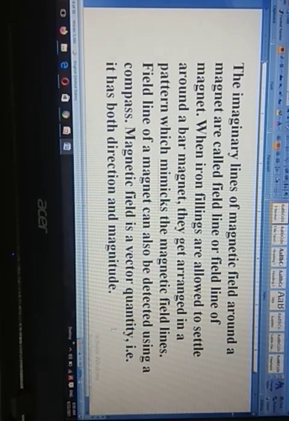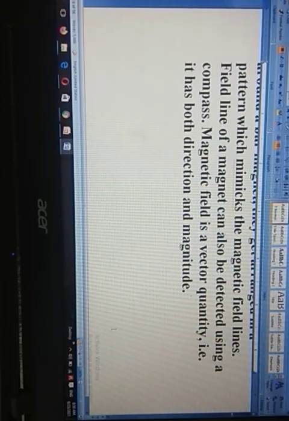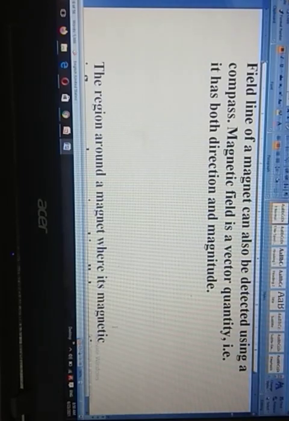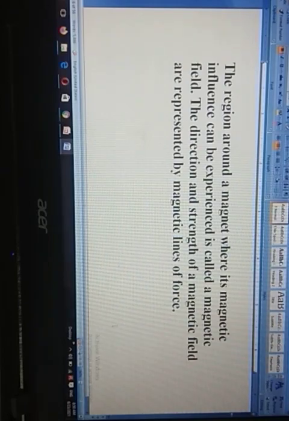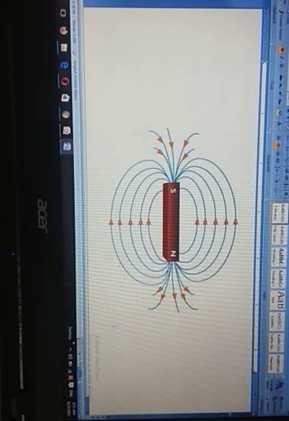These magnetic field lines of a magnet can also be detected by using a compass. A magnetic field line is a vector quantity. It has both direction and magnitude. We can say that the region around the magnet where its magnetic influence can be experienced is the magnetic field. The direction and strength of the magnetic field are represented by the magnetic lines of force. These are the magnetic field lines of force.